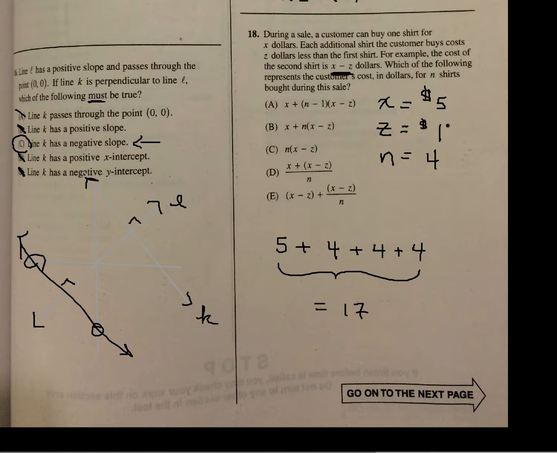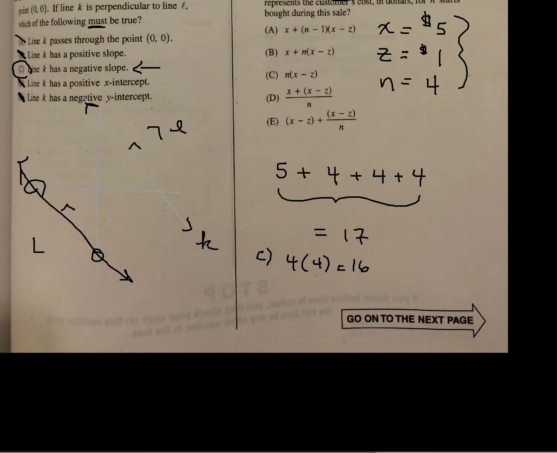Now all we have to do is take these numbers that you chose and put them back in to see which one it's going to work in. So let's start with C. If we did C, it's going to be 4 times X minus Z, so 4 times 4, and that's 16. That's not going to work. You're just going to have to try these out. There's not an easy way to do this problem, unfortunately.